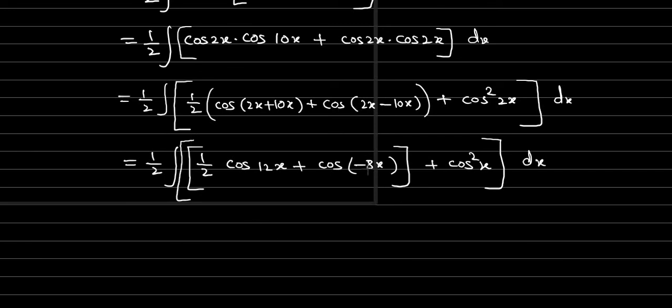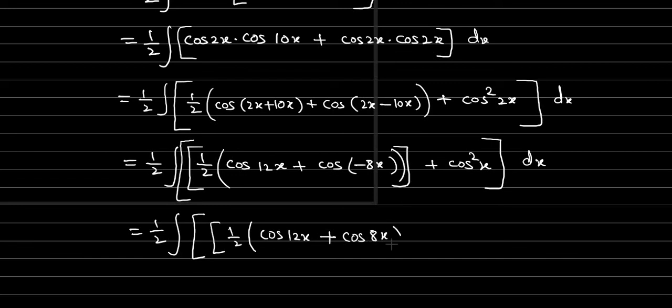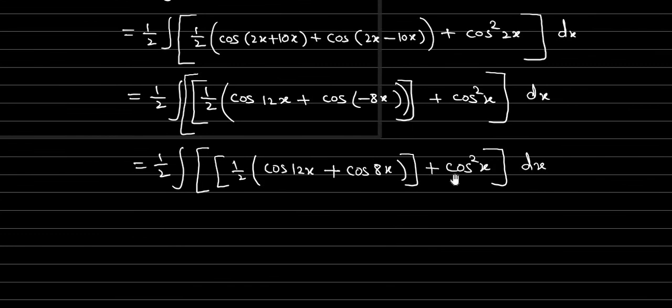Okay, now as I told, cos minus theta is what? It's again cos theta itself. So for the cos function, when we have a negative sign, we can write it as positive itself, right? Even if the angle is negative, it's cos theta, positive theta only. So 1 by 2 integral, 1 by 2 for both, so 1 by 2 cos 12x plus cos 8x, plus cos square x dx. Now the integration is common for this one as well as this one.